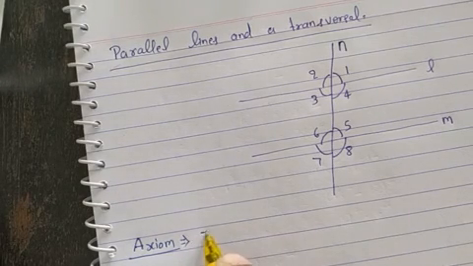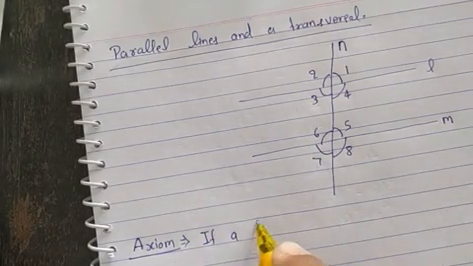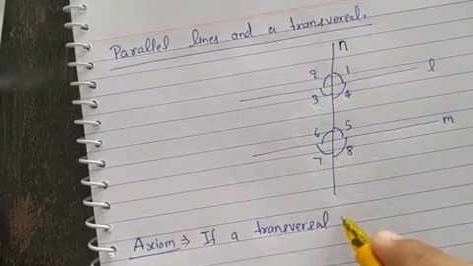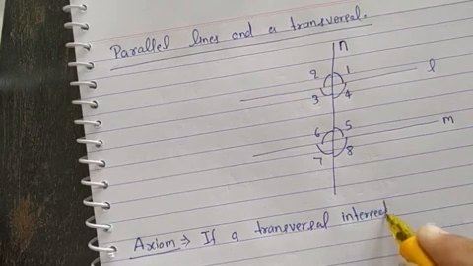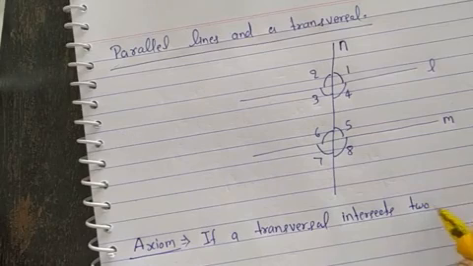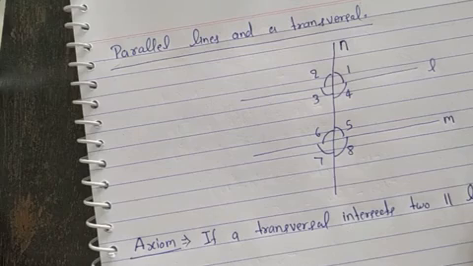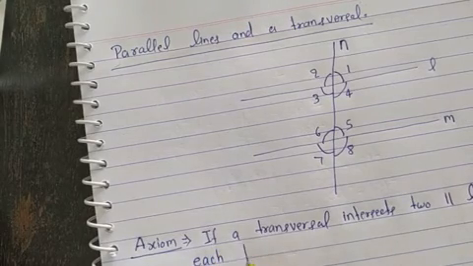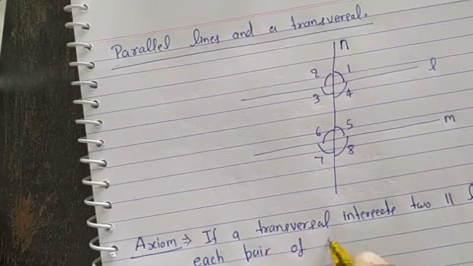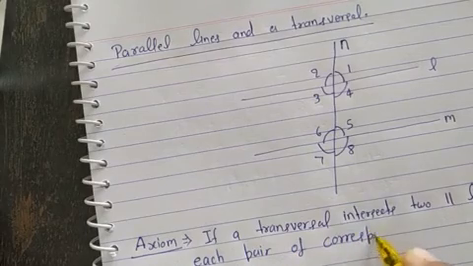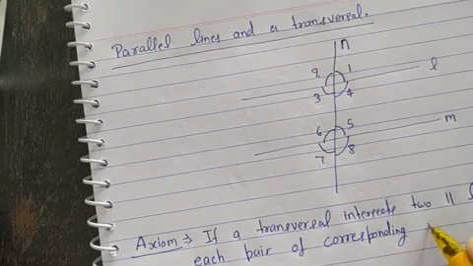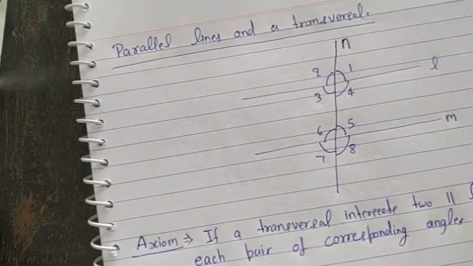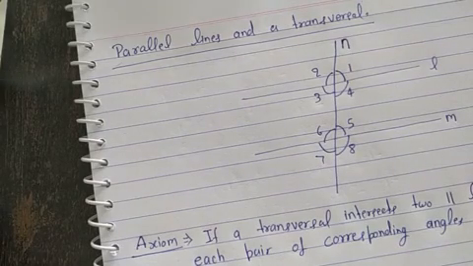Like the first axiom is, if a transversal intersects two parallel lines, then each pair of corresponding angles is equal. Each pair of corresponding angles is equal.